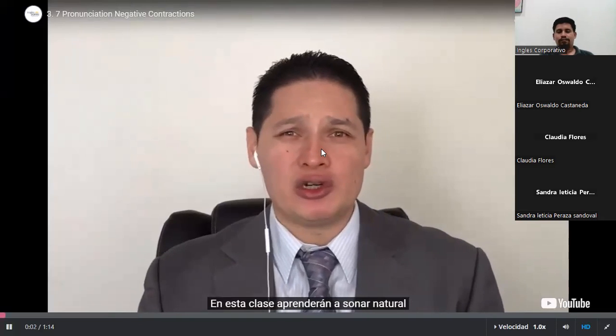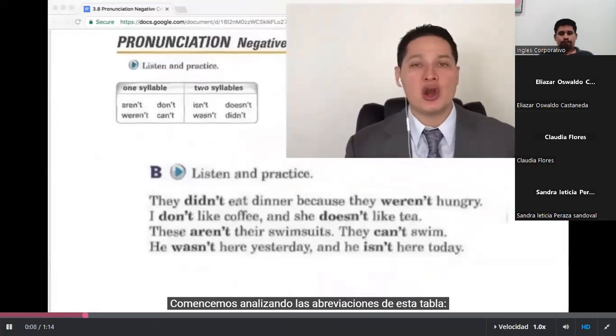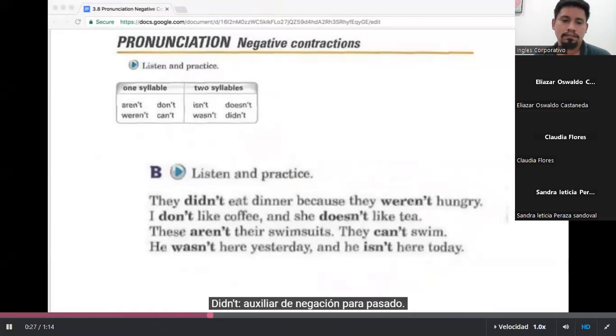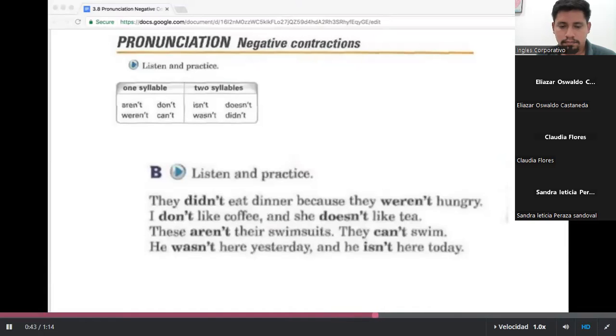Hi, everyone. In this class, you learn to sound natural when expressing contractions. Let's get started by analyzing the contractions on this chart. Aren't, weren't, don't, can't. Two syllables. Isn't. wasn't, doesn't, didn't. They didn't eat dinner because they weren't hungry. I don't like coffee, and she doesn't like tea. These aren't their swimsuits. They can't swim. He wasn't here yesterday, and he isn't here today.